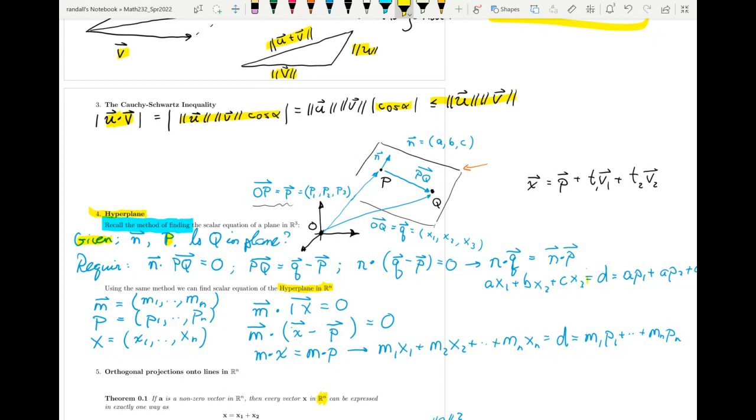We're given a point P that's on it, and we're also given an orientation. That's the normal vector n. So there it is here. And that specifies a plane geometrically. Remember, a plane in 3 dimensions is like a piece of paper that you're holding up. And if you want to specify where that plane is, you need 2 pieces of information. One is its orientation, how is it tilted, and also where is it in space.